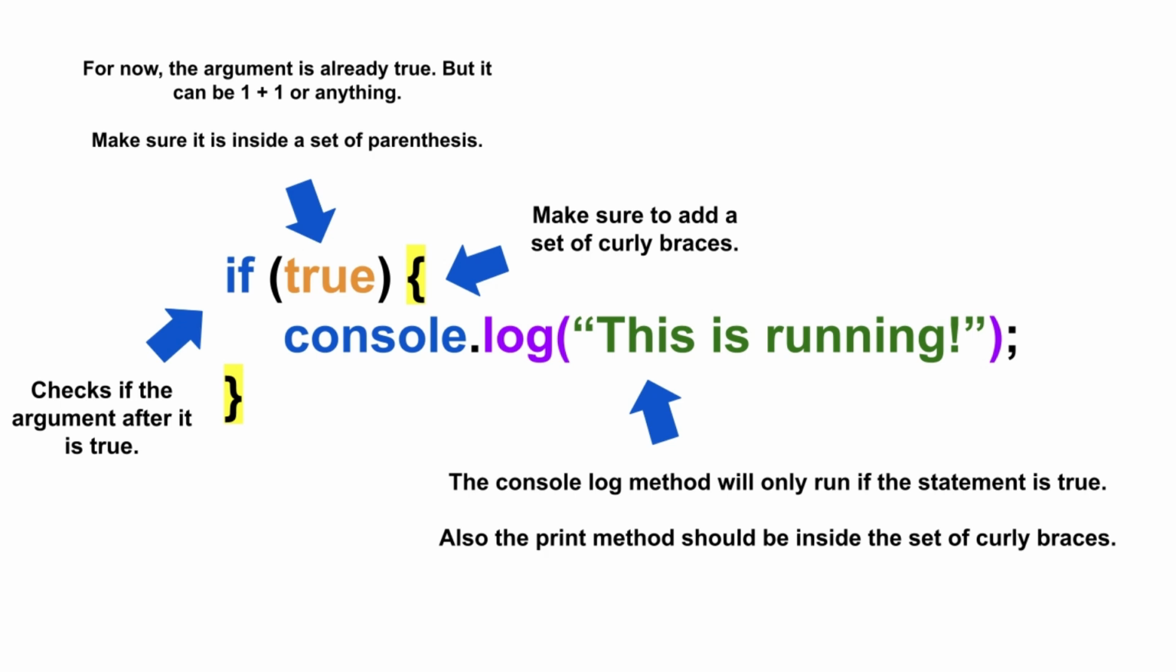Inside the curly braces, go to the next line and write whatever you want. I will just write a simple console log function. Notice how the console log function is inside the curly braces. It should be like that.